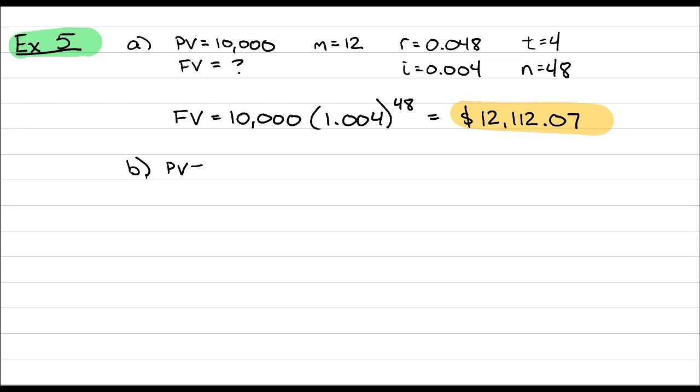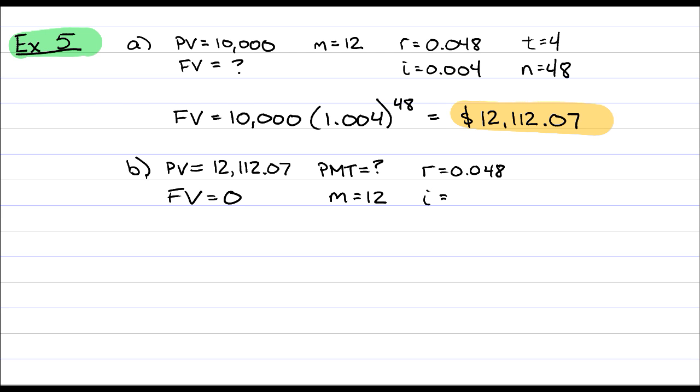PV is the current amount of the loan, $12,112.07. Future value is going to be 0 because he wants to pay the loan off. PMT is what we want to solve for. He's going to be making monthly payments, and the interest rate is the same as in Part A, 4.8% annually, or 0.004 per month. And he wants to pay the loan off over 8 years, which means 96 months.